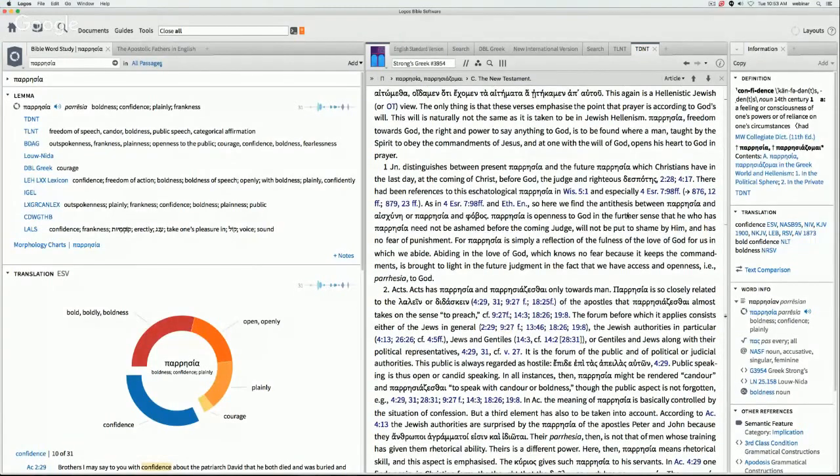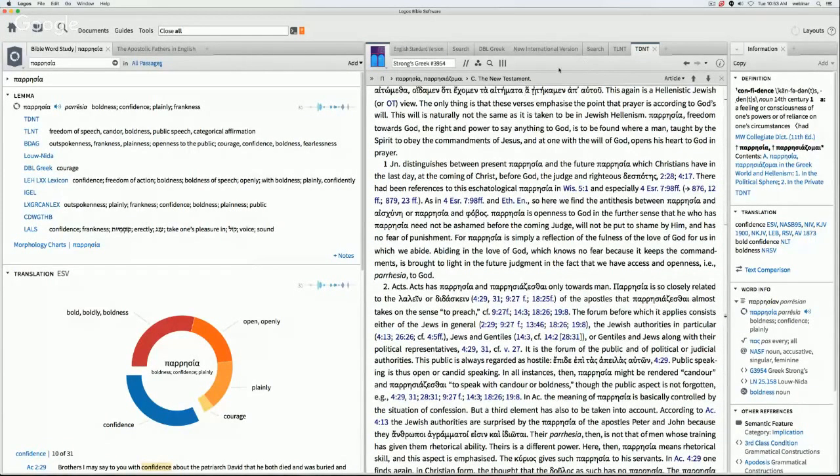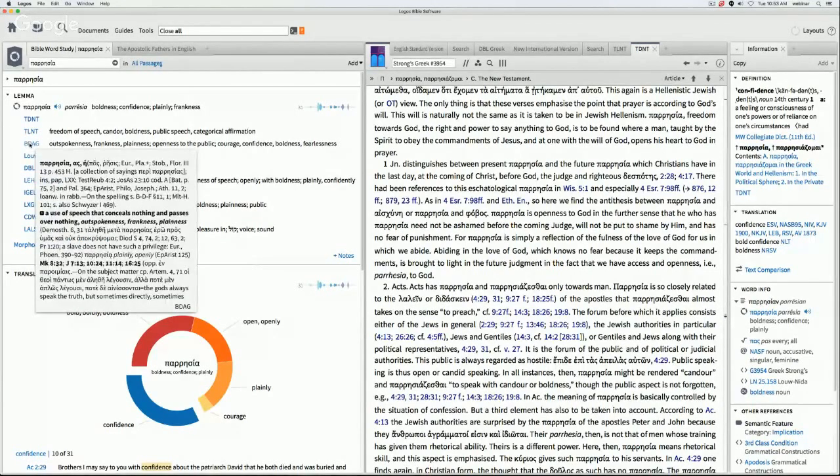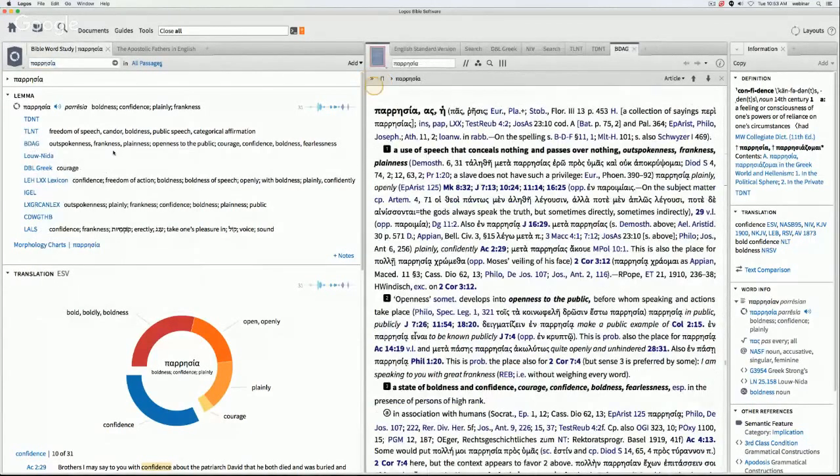I'm going to see if I can find a better example to emphasize active references by switching over to the BDAG.